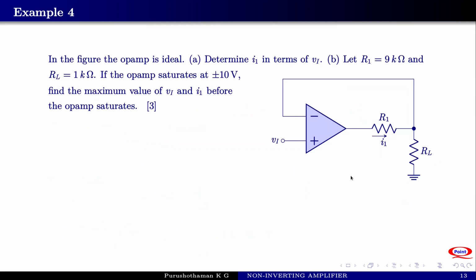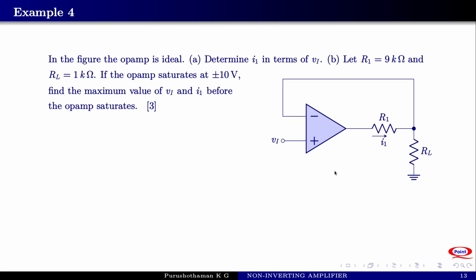Now consider another example. In the figure, the op-amp is given to be ideal. Determine I1 in terms of Vi. I1 is the current flowing through the resistance R1. And 2, let R1 equal 9 kilo ohm and RL equal 1 kilo ohm. If the op-amp saturates at plus or minus 10 volt, find the maximum value of Vi and I1 before the op-amp saturates.